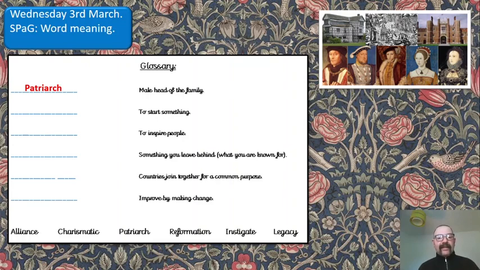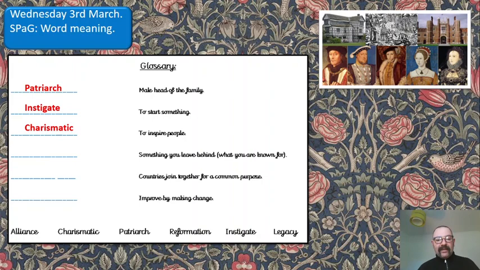The next word, to start something. If you instigate something, it means that you start something. So you might start a change in the country. The next one, to inspire people, the word is charismatic. It means you're kind of bright, sparky, people like you and what you stand for.